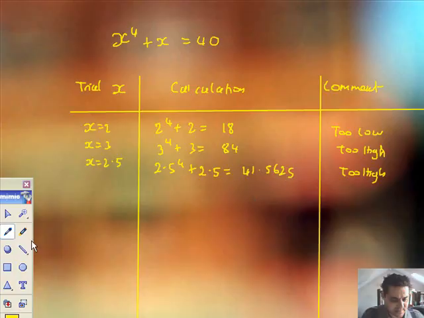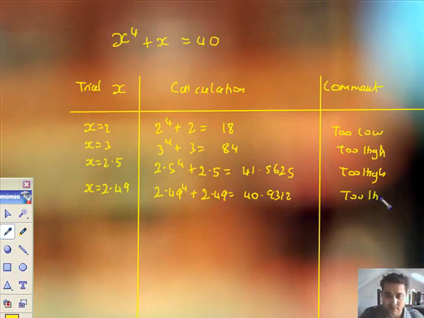And where do I go next? So I just brought it down just a little bit, I was so close. So this is what I did next, and you can do the same as well. I'm allowed to go to 2dp, so I'm just going to drop it down by 1/100th. So 2.49 to the power of 4 plus 2.49, and that gave me 40.9312. Still too high? For now. Could be the best answer, but for now it's too high.